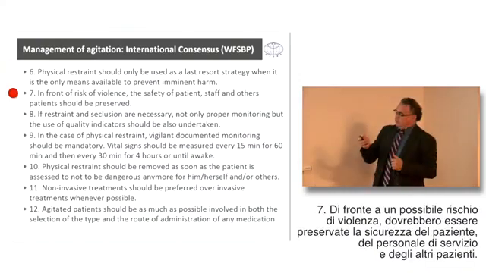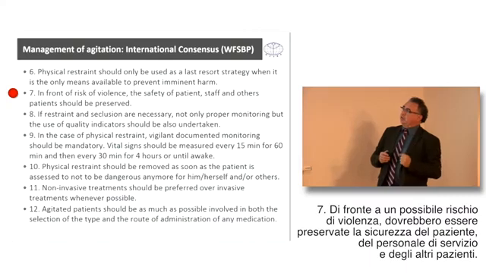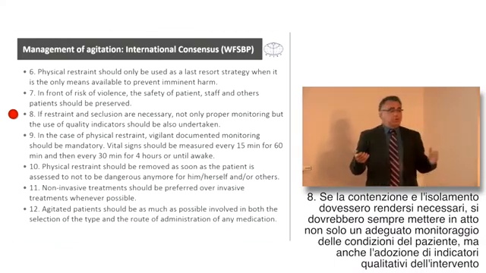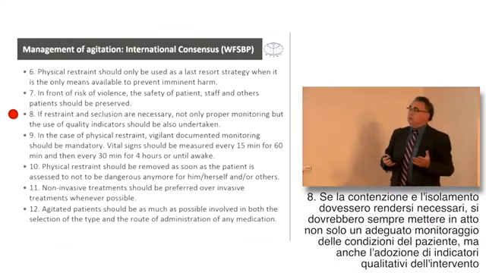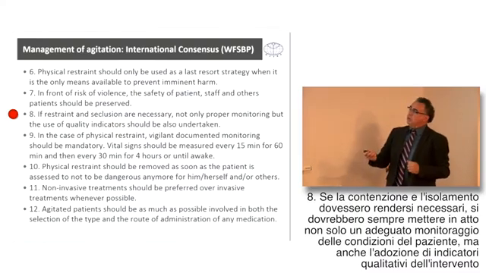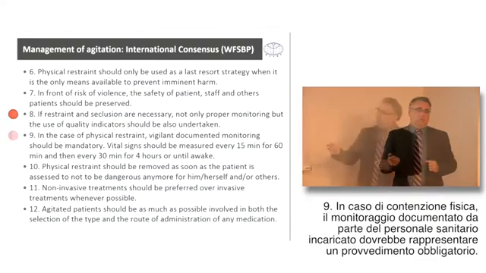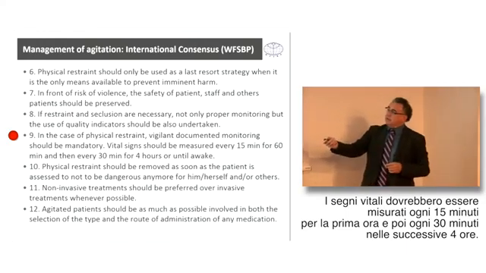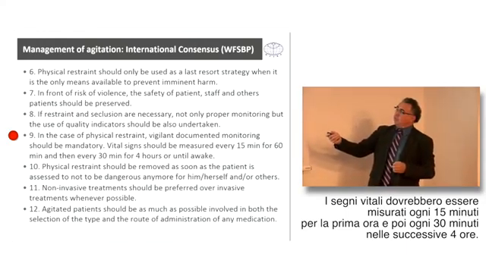The seventh point is that in the face of risk of violence, the safety of the patient, staff, and other patients should be preserved. When they are necessary, there are restraints and seclusion. These two options are sometimes necessary, but then you need proper monitoring and the use of quality indicators. In the case of physical restraint, vigilant documented monitoring should be mandatory, and vital signs should be measured every 15 to 60 minutes.